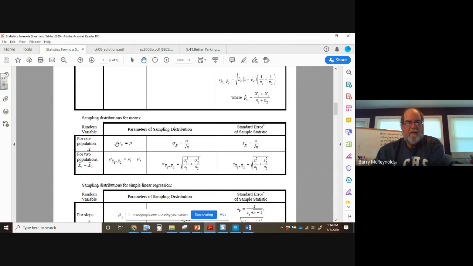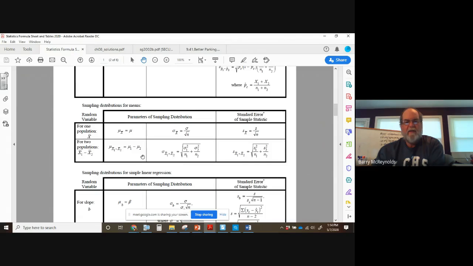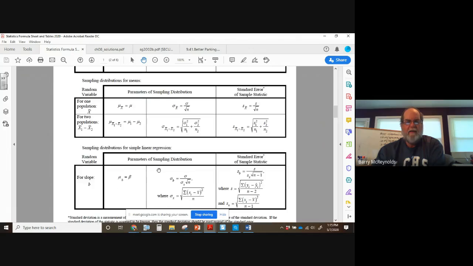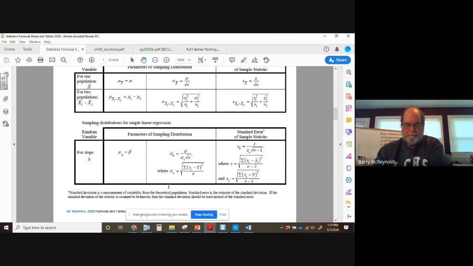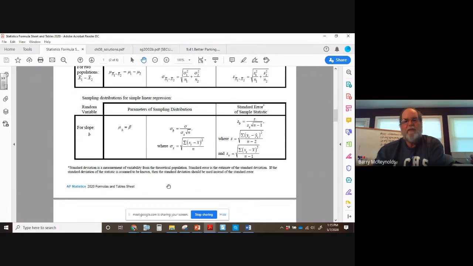And then there's the distribution for inference for sample means, and we've talked about this row here. Here's the difference between two populations. Again, I think it's unlikely that you'll see that. And then sampling inference for a linear regression. Again, this is a unit that I've been told is not tested this year, so I'm not even going to worry about that for you. That's the formula sheet.